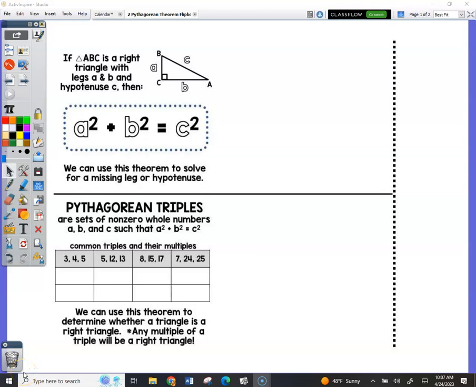Okay, so this flip book, you'll have to forgive my screen up here. It's missing the giant Pythagorean Theorem title over here to the left. But this is the front of your flip book. This is page 70 in your notebook. It is called the Pythagorean Theorem.